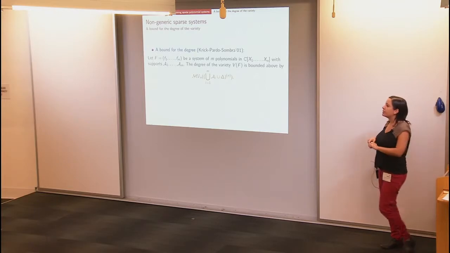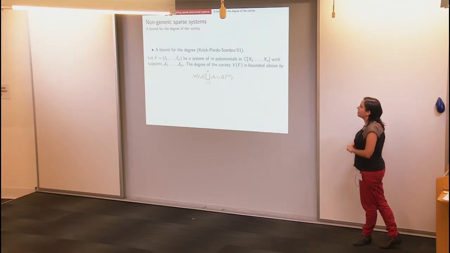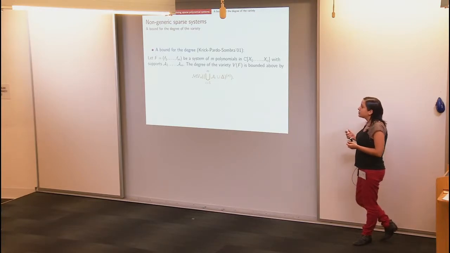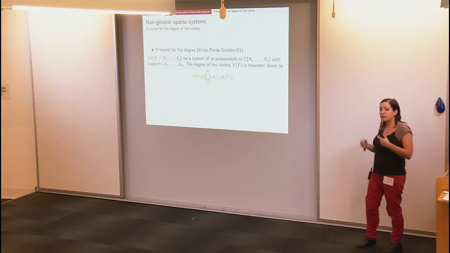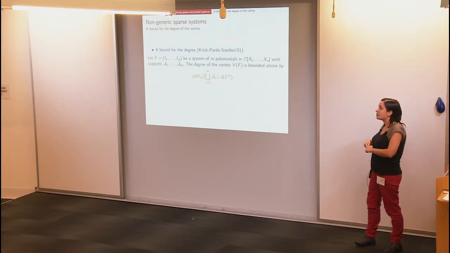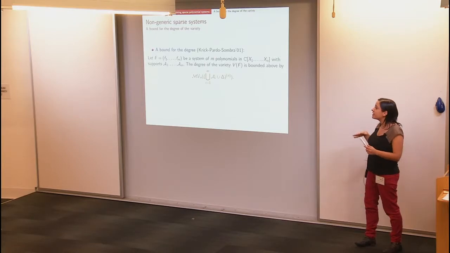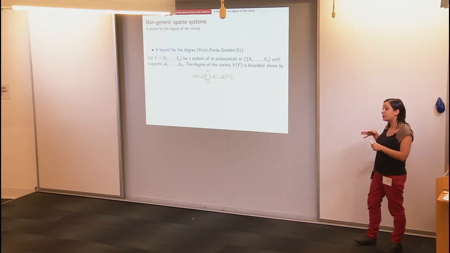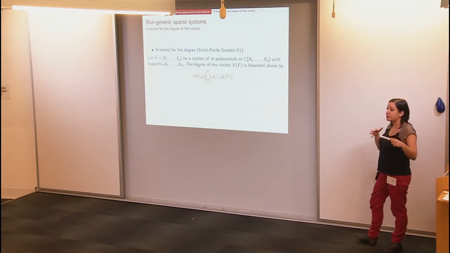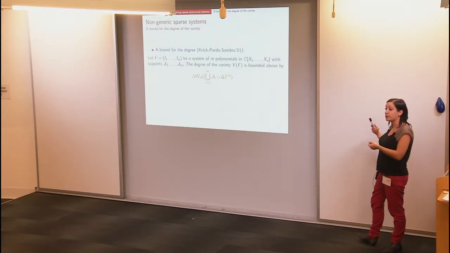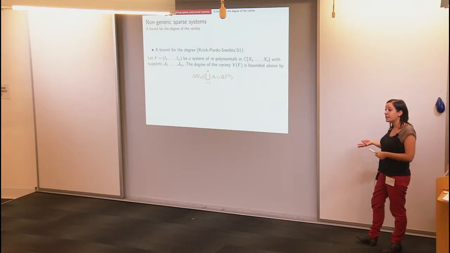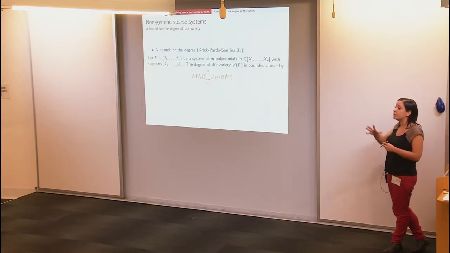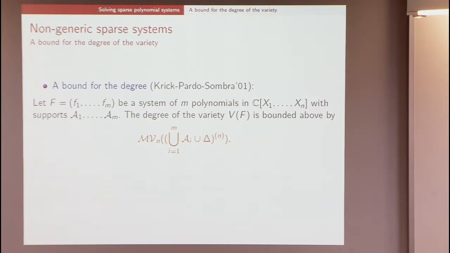So for the non-generic case, something that is worth mentioning is that, unlike what happened with isolated roots, where for a generic system with fixed supports the amount of isolated roots is an upper bound for the amount of roots of an arbitrary system with the same supports, that does not happen with the degree. The degree of an arbitrary variety with fixed supports can be larger than the degree of a generic system with the same set of supports. So we need a bound for the degree.